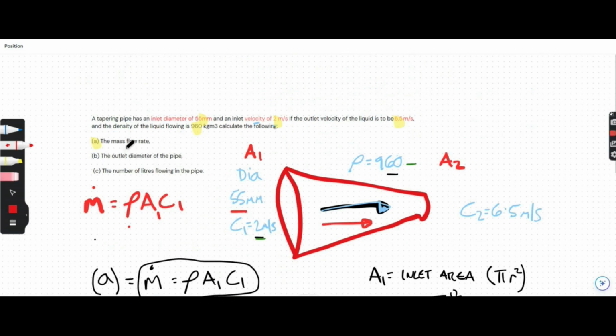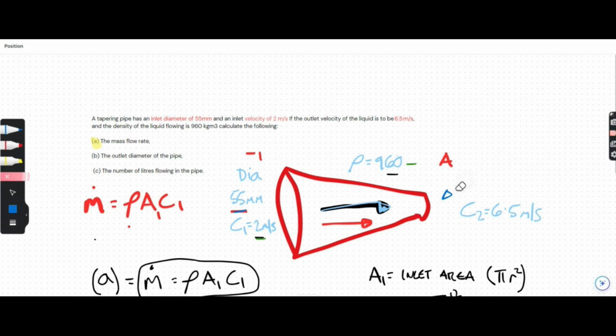So in part A, we did the mass flow rate. So now we've got to find the outlet diameter. That means we've got to find the diameter of this bit there. Don't know what that diameter is. We know the diameter coming in is 55. We don't know the diameter on the way out.